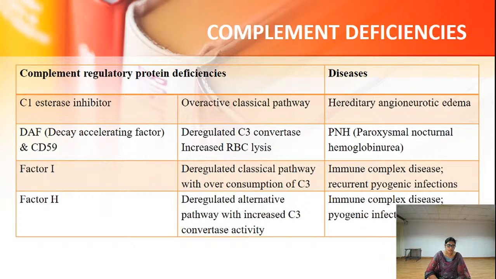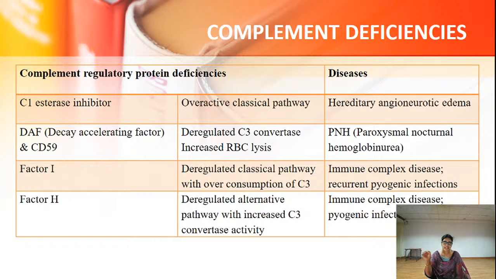So immune complex diseases and recurrent pyogenic infections are common in this regulator deficiency. So based on the action of the regulator, the diseases occur. As I said, C1 inhibitor is for the classical pathway, only the classical pathway will be active, and it leads to angioneurotic edema. Decay accelerating factor is only for the MAC complex, so RBCs are also lysed. And factor I and H act on C3 convertase, so immune complex diseases are the maximum. This is about complement deficiency: complement protein deficiencies and complement regulatory protein deficiencies.